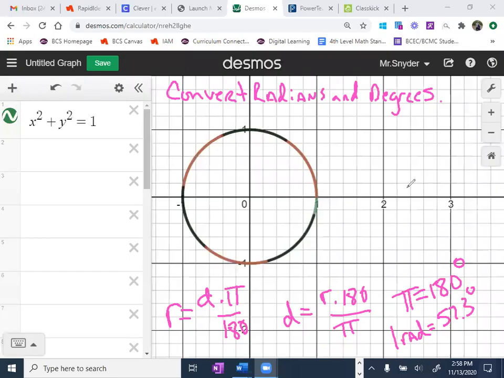All right, guys, we're going to be converting radians and degrees today, and I put some pretty important information down there. We've got some formulas. Radians equals degrees times pi over 180, and degrees equals radians times 180 over pi. And then I put that we know that pi is equal to 180 degrees, and 1 radian is equal to 57.3 degrees.